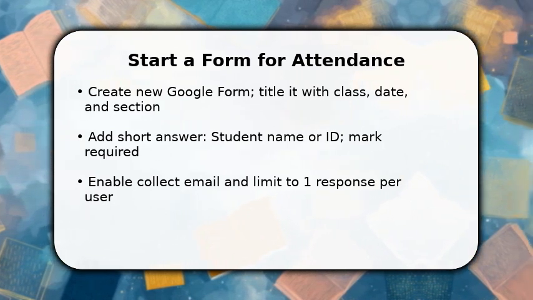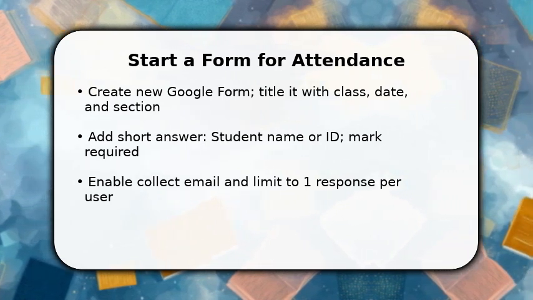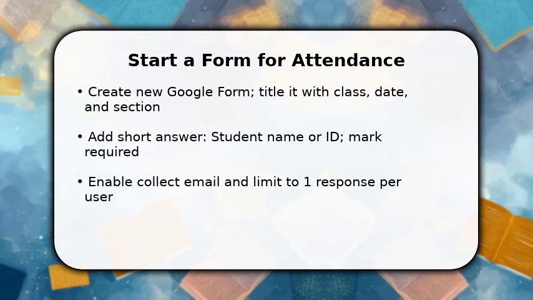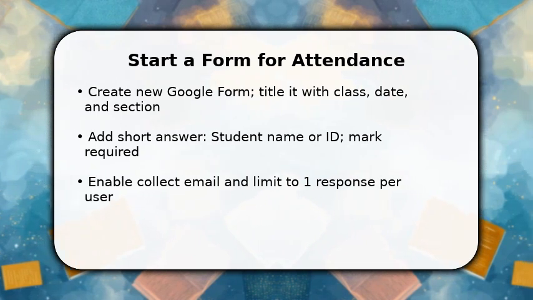Then enable collect email addresses and limit to one response to prevent duplicates and tie submissions to Google accounts. Once done, set response destination to a Google Sheet so you can analyze attendance later and avoid manual copying.